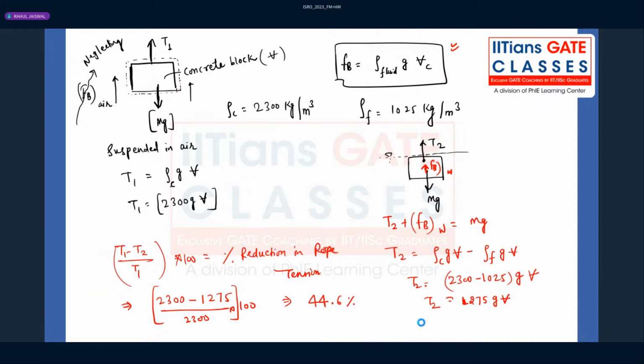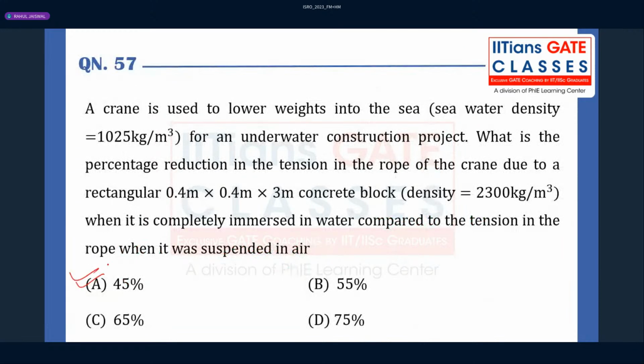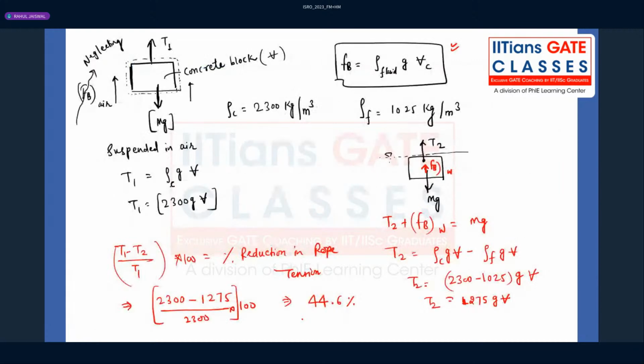So which option is correct? Option A will be correct. Approximately, it is nearer to 45 percent. Make a note of it. Remember the free body diagram here, like this. The buoyancy force will be acting.